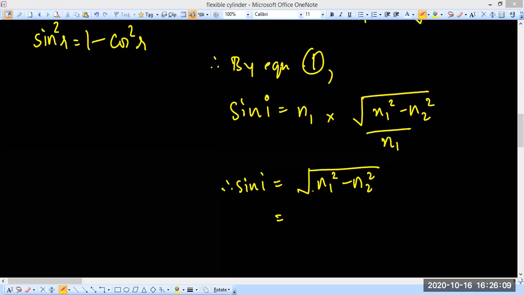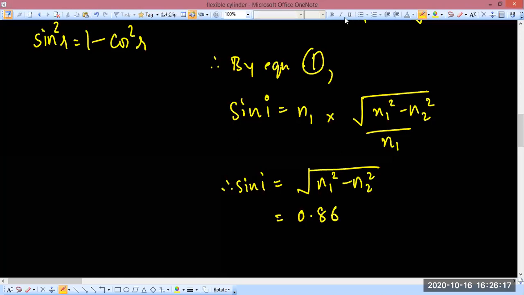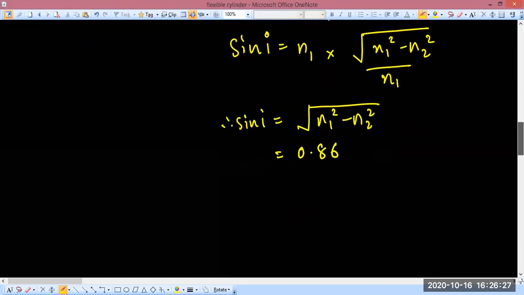0.7488 and the square root, yes. So you're getting nearly 0.86. Okay, so sin I is 0.86, right? So now based on that, by looking at the table, from that you can find the value of I, right? Do it. So what is the value of I?